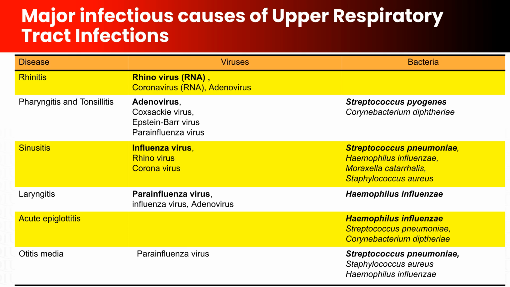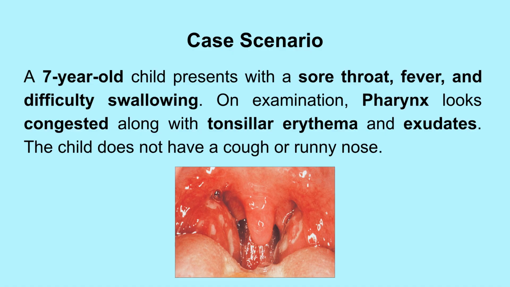Acute epiglottitis, a medical emergency, is most commonly caused by Haemophilus influenzae, though its incidence has dramatically decreased since the introduction of the Hib vaccine. Other causes include Streptococcus pneumoniae and Corynebacterium diphtheriae. Finally, otitis media can be caused by parainfluenza virus, but bacterial causes are more common, including Streptococcus pneumoniae, Staphylococcus aureus, and Haemophilus influenzae. Notice that most upper respiratory infections are viral in origin, which is why antibiotics are not always necessary. Let's apply our knowledge to a clinical case.